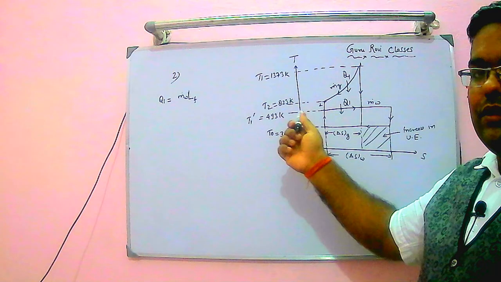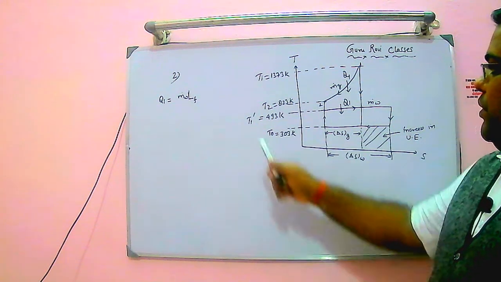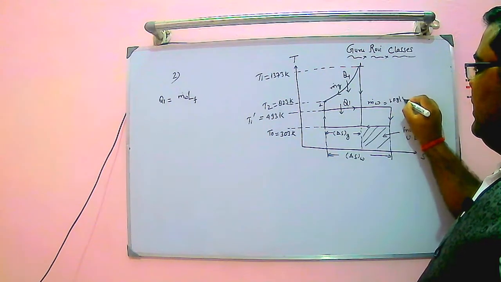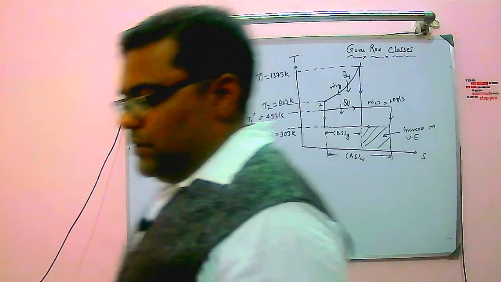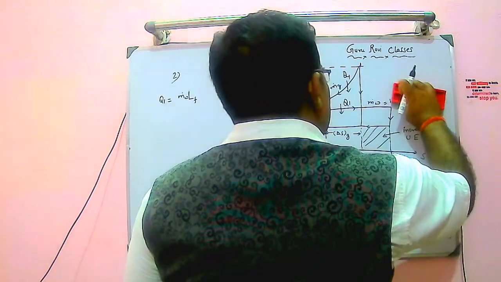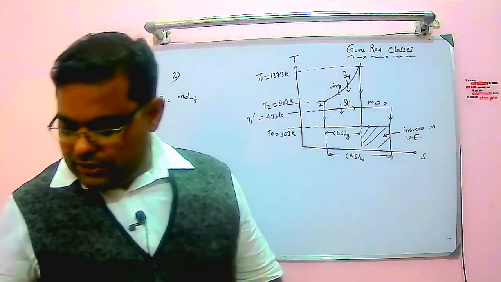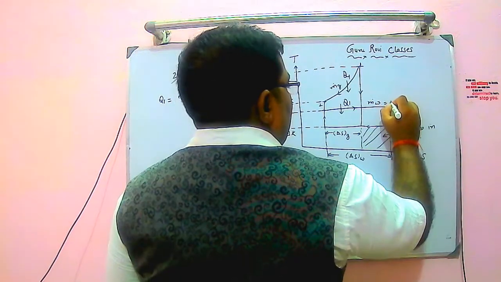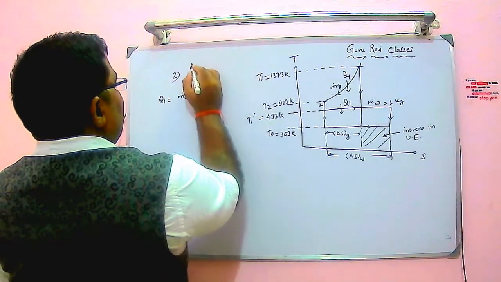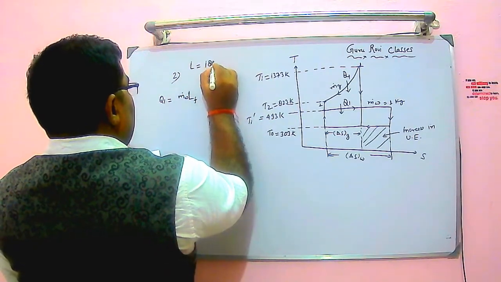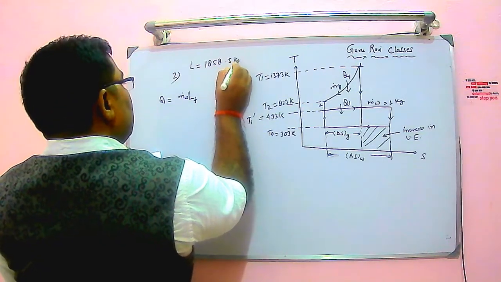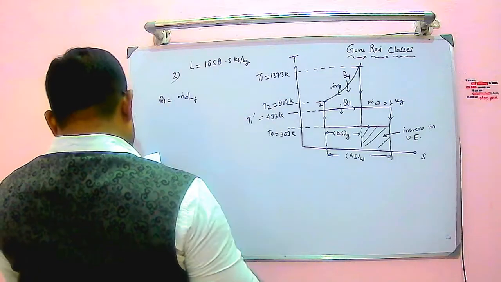I am just representing that by F. The mass flow rate of water is clearly mentioned, it is 1 kilogram per second. Leave the mass flow rate; the mass of water is given as 1 kilogram. You need to calculate on a 1 kilogram basis. And the latent heat of evaporation is given as 1858.5 kilojoule per kilogram.